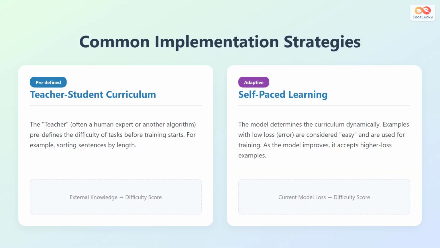There are different ways to design the curriculum. In a teacher-student model, a human or expert defines what is easy ahead of time. In self-paced learning, the model itself decides what is easy based on its own error rates during training.